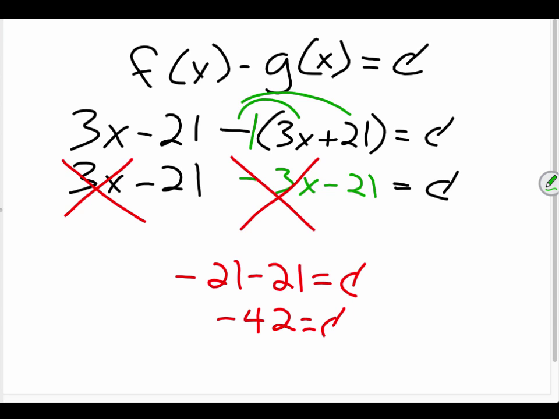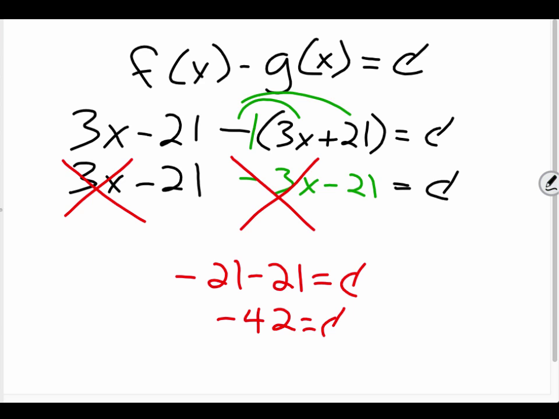So if there is no x value, what do we know about the solution of that difference? It will always be a constant. And we even know what the constant will be. Negative 42. Always.